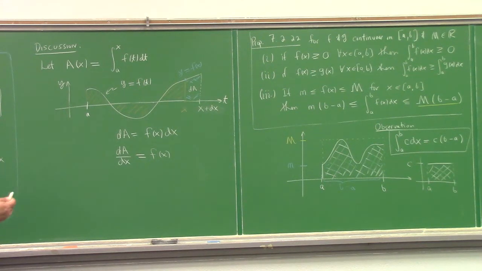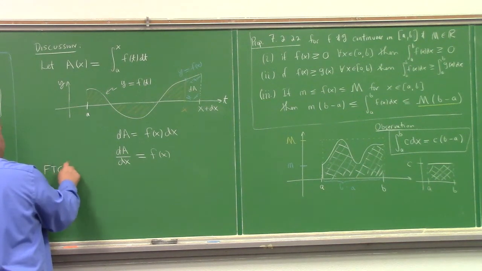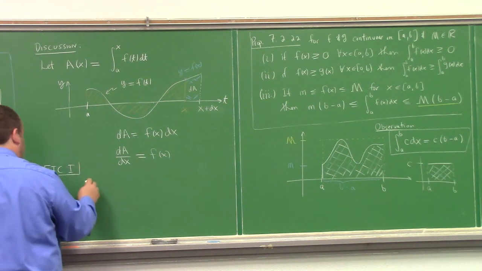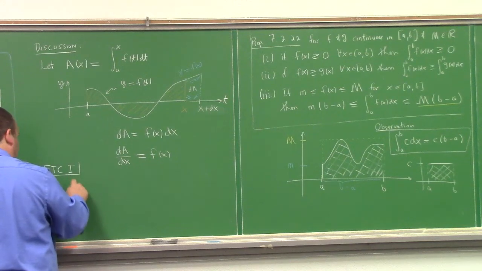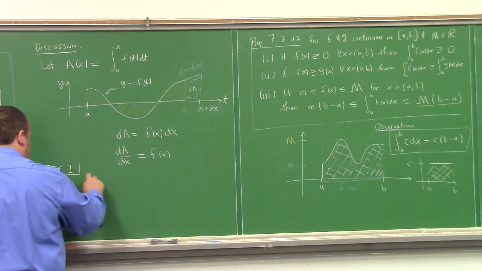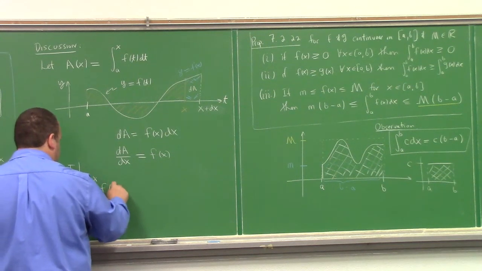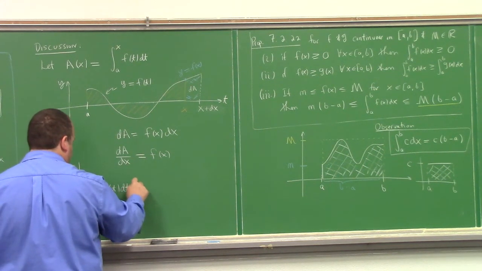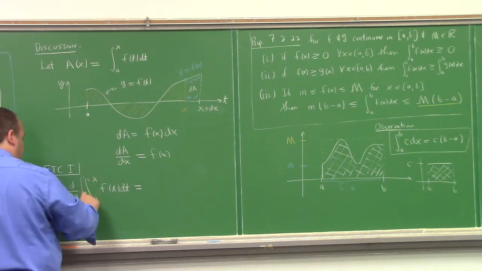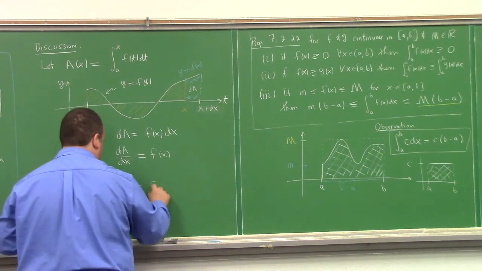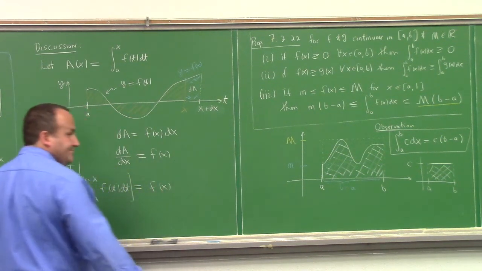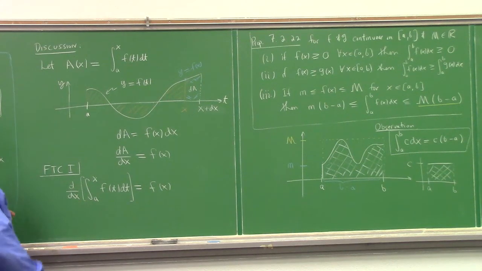And that, my friends, is Fundamental Theorem of Calculus Part 1. FTC I says the following: the derivative with respect to x of the area function, the integral from a to x of f(t) dt, equals f(x). That's FTC I.